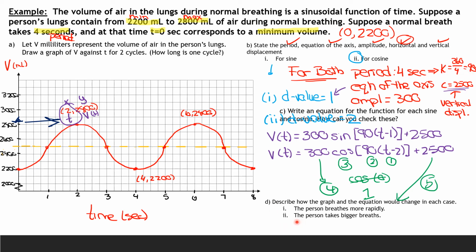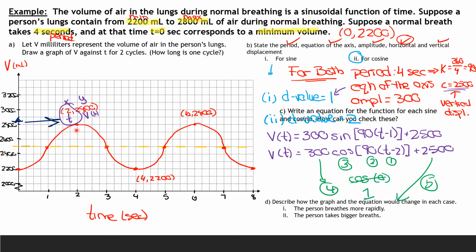What about 2? What about if the person takes bigger breaths? So now we assume that everything else is the same. The only thing changing is bigger breaths. So we're going to assume that it's still 4 seconds. We're back to 4 seconds for a breath, but they're taking bigger breaths. So that means these numbers are going to change, right? Maybe not the minimum, but the maximum if we're taking bigger breaths. The lung volume is increasing. So these numbers here, that's the amplitude.